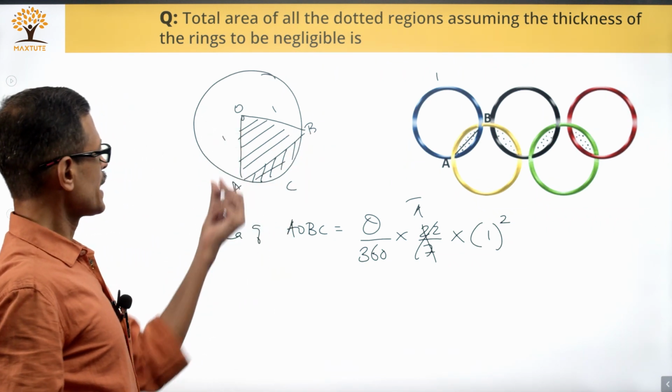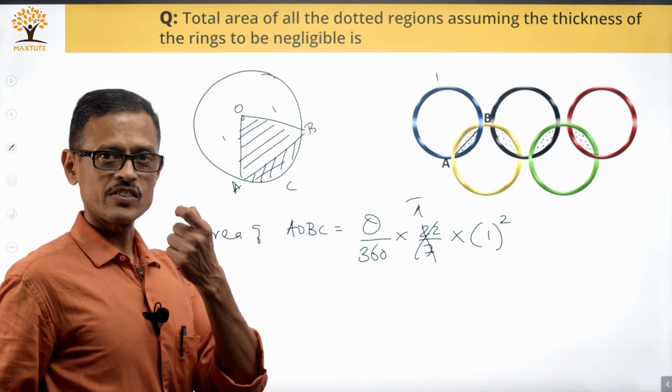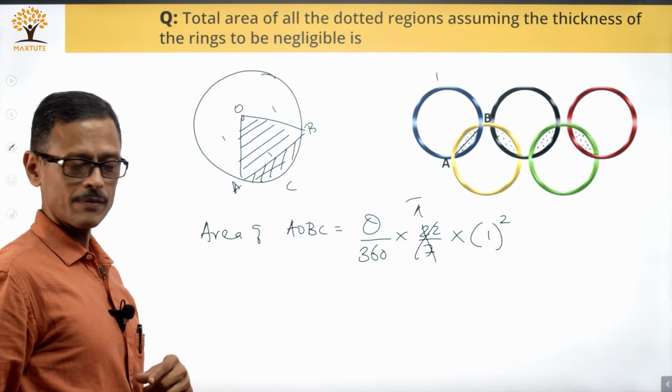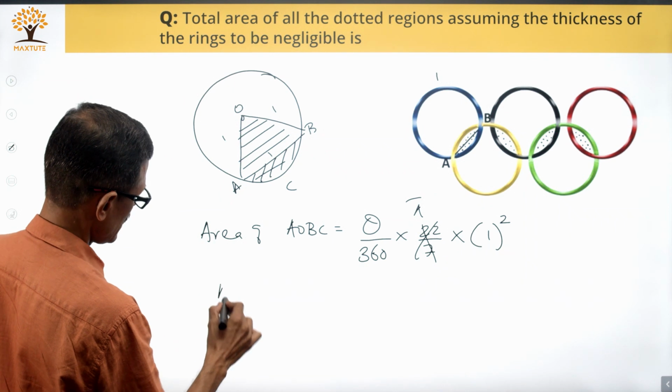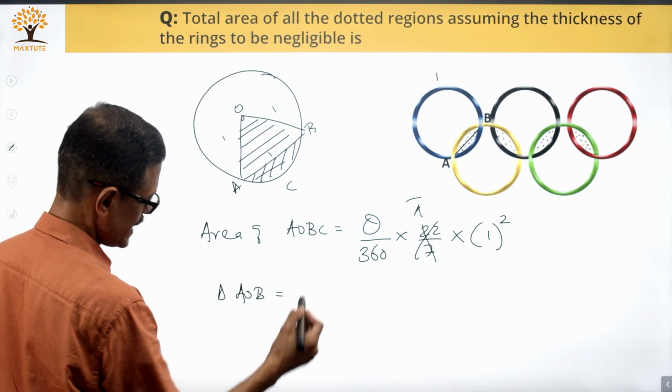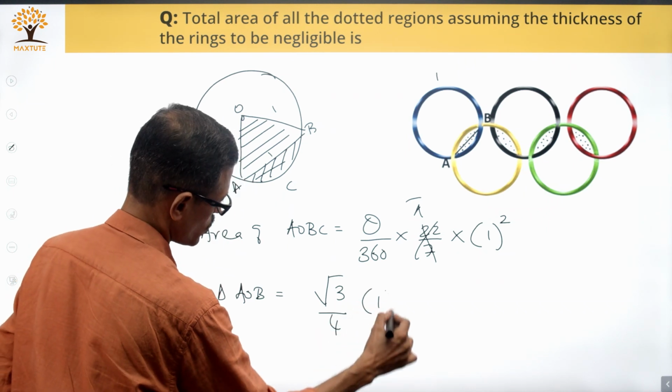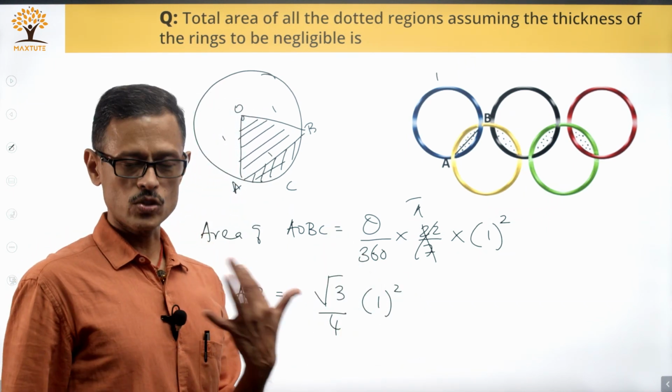triangle. OA, OB are radii which measure 1 centimeter each. They have said the chord AB also measures 1 centimeter. Therefore, the triangle that we are talking about, triangle AOB, is an equilateral triangle. The area of an equilateral triangle is root 3 by 4 a square, which is root 3 by 4 into 1 square.